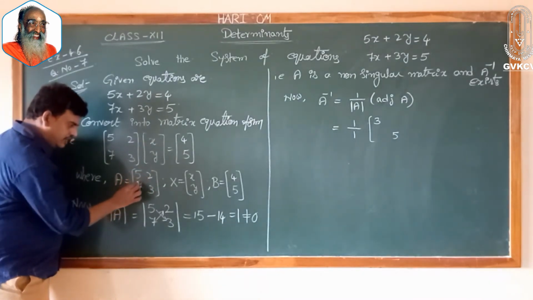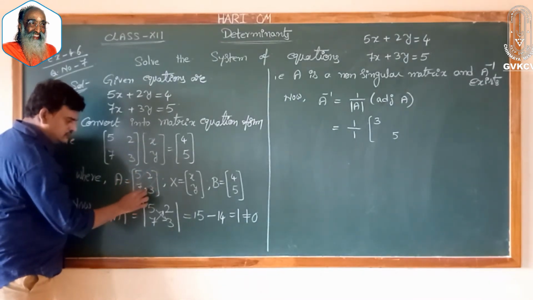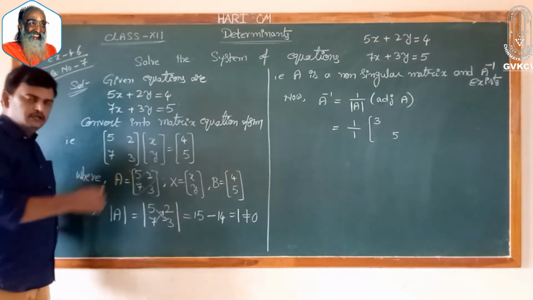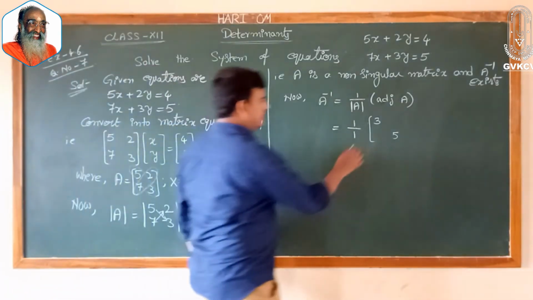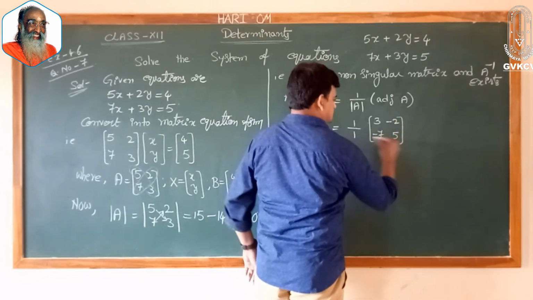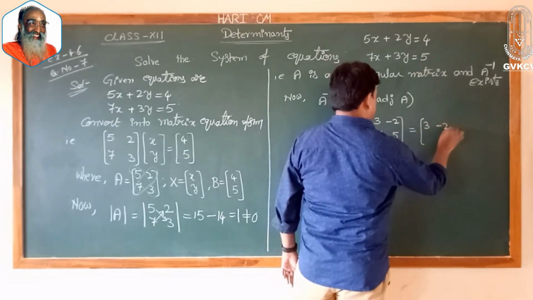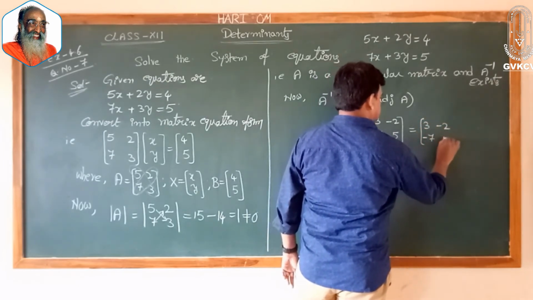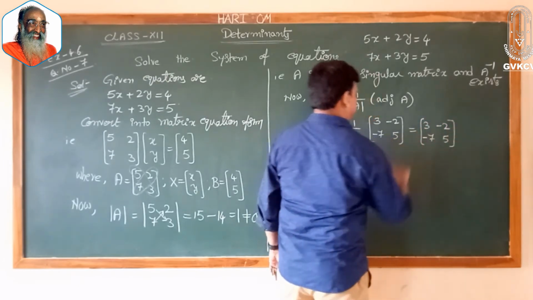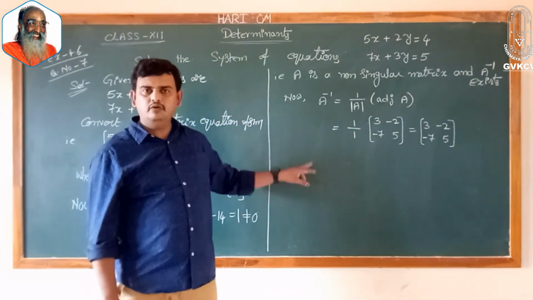And the non-principal diagonal elements, we have to change their signs. So we have -2, -7. So finally we have 3, -2, -7 and 5. This is A inverse.